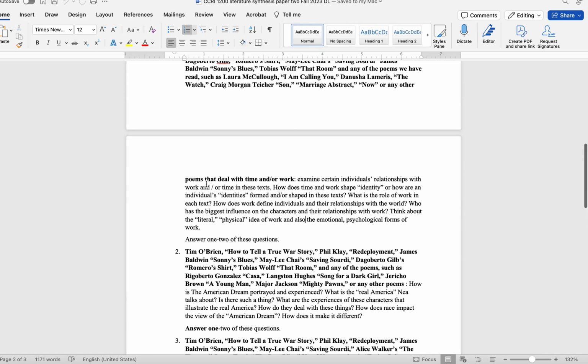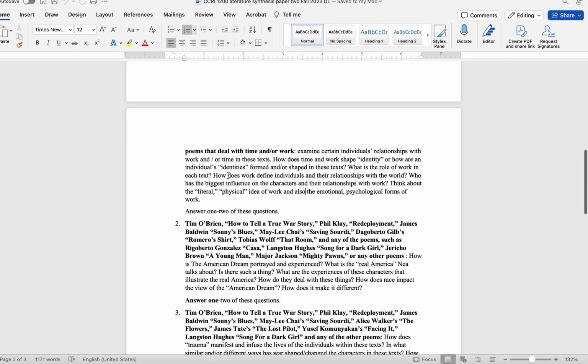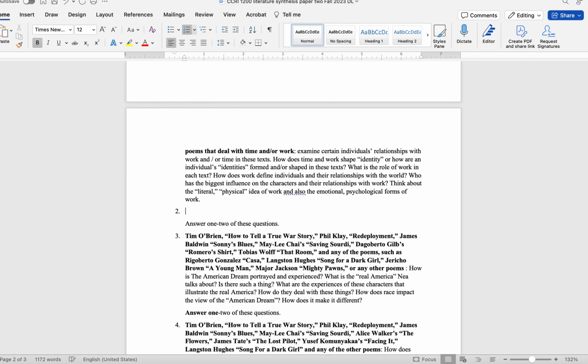I think, think of Romero. Romero's Shirt would work really well, and also Rigoberto González's "Casa." That house is working against how we normally view a house. How does it frustrate how we normally view a house? You can think of Romero and Romero's Shirt, and the poem that works really well with Romero's Shirt. So Romero's Shirt obviously is the short story.